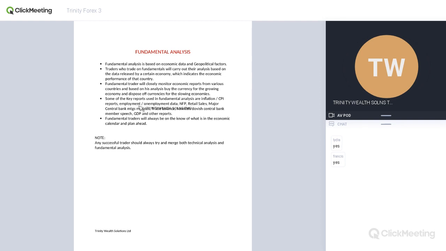So, you're saying fundamental analysis is based on economic data and geopolitical factors. Traders who trade on fundamental analysis will carry out their analysis based on the data released by a certain economy, which indicates the economic performance of that country.